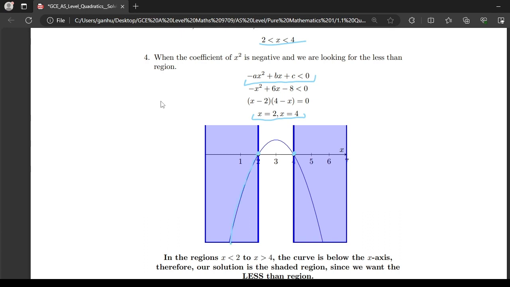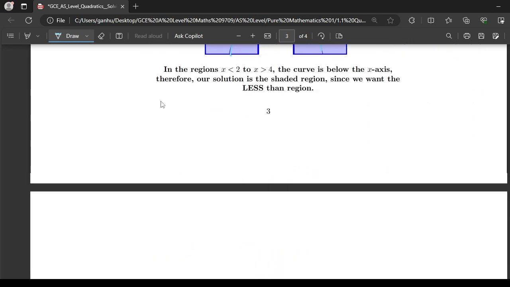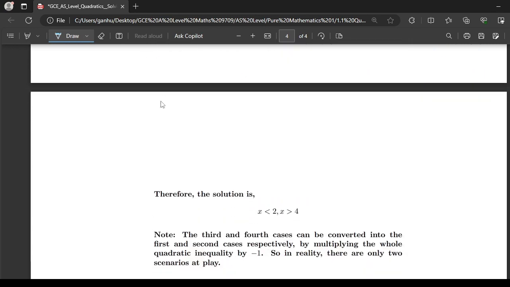So we have two regions. That's x is less than 2 and x is greater than 4. That will be your solution, as highlighted here.